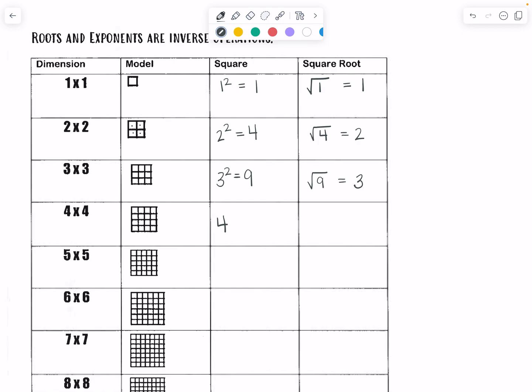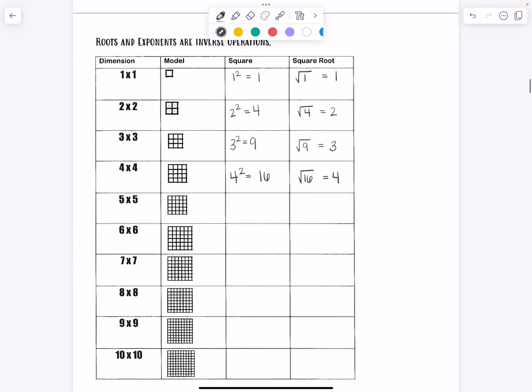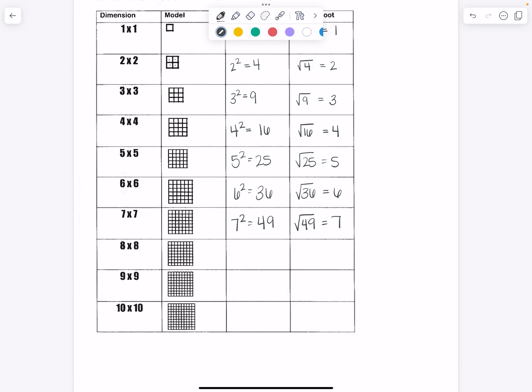4 by 4, this is going to continue all the way on, and the square root of 16 is 4, etc., and all the way down. So 5 squared is 25, and the square root of 25 is 5. 6 squared is 36, and the square root of 36 is 6. 7 squared, 49, and the square root of 49 is 7. So what you can start to see is the relationship between the squared and the square root.